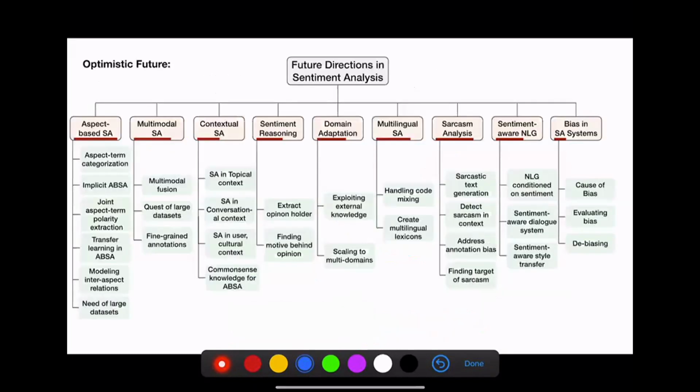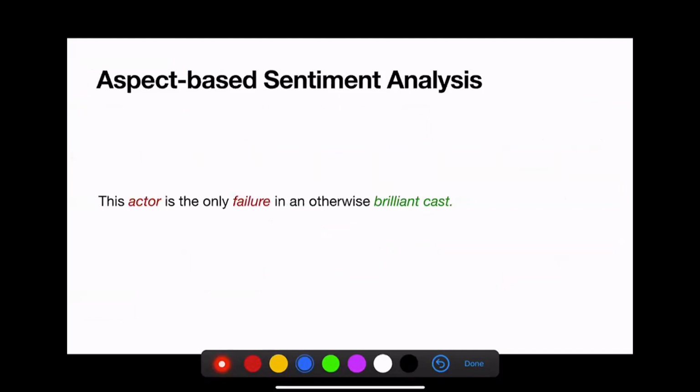Now, this is in our paper. This is what we think are the future directions in sentiment analysis. I will not go into the subcategories in detail now, but I will cover all of them later. So just to stay at the second layer of this hierarchy, we have aspect-based sentiment analysis, multimodal sentiment analysis, contextual sentiment analysis, sentiment reasoning, domain adaptation, multilingual sentiment analysis, sarcasm analysis, sentiment over NLG, and bias in sentiment analysis systems. Okay. So now, first, aspect-based sentiment analysis.